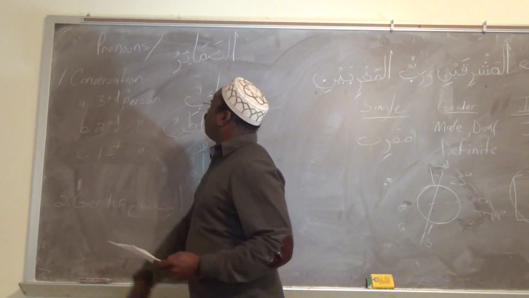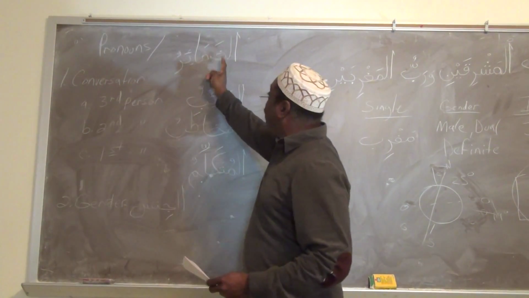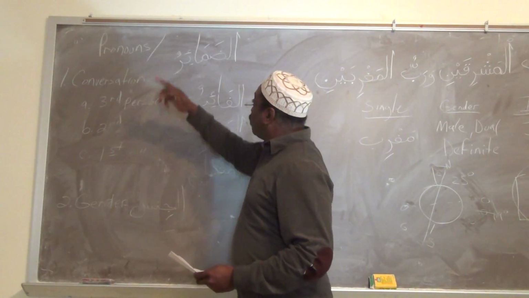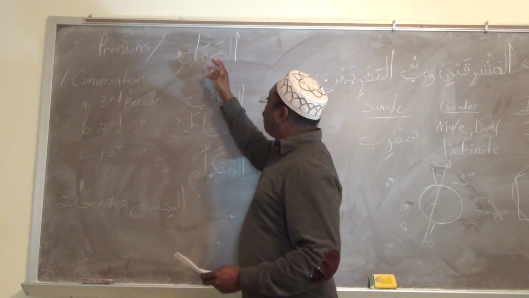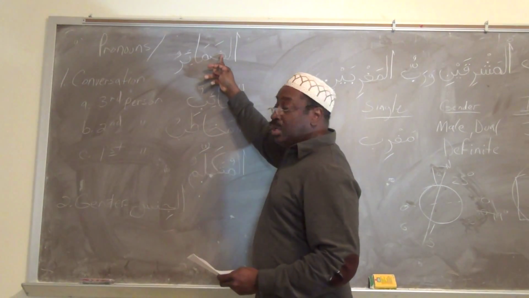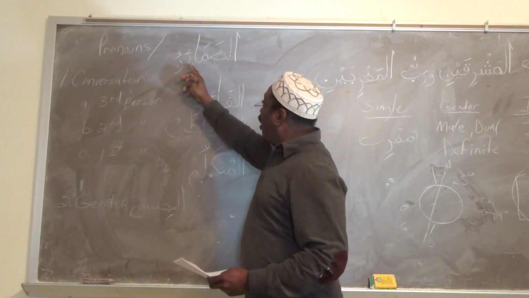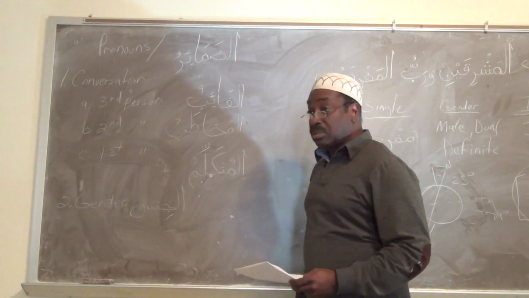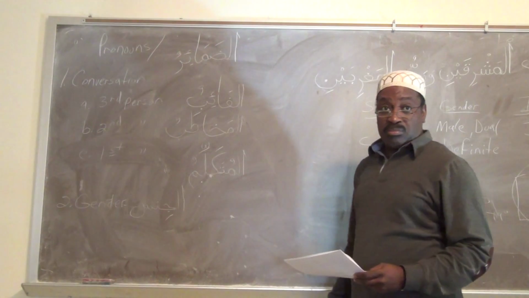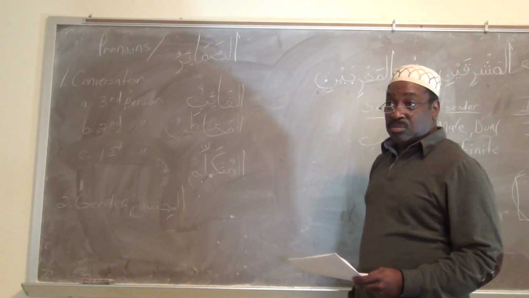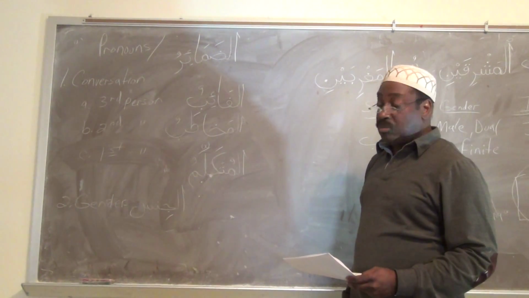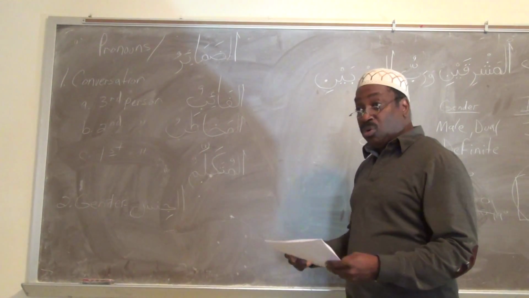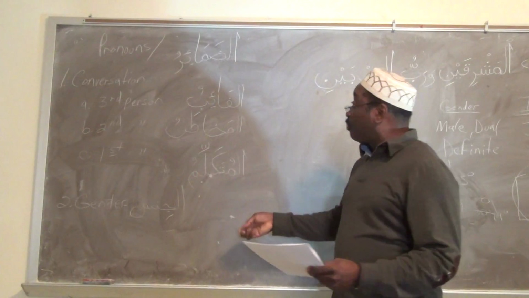Conversation. What's the word for pronoun right here? We call it what? Al-Dama'iru, right? Al-Madar. This is a hard D here. Yeah, Al-Dama'iru. Yeah, okay. By itself it's going to be Al-Dama'ir. With the dhamma, it's going to be Al-Dama'iru. But it is Al-Dama'ir. Okay. So that is the word for pronoun.